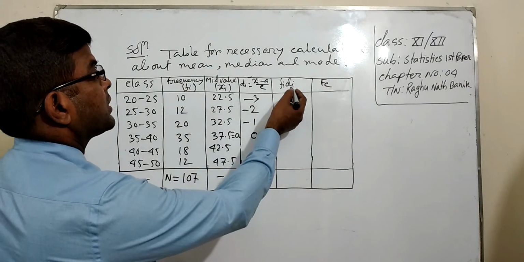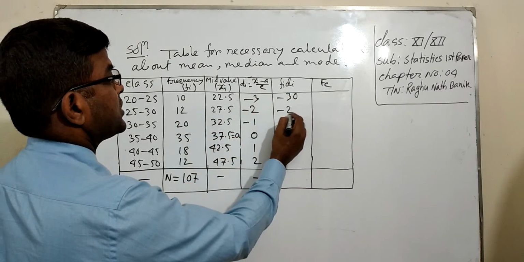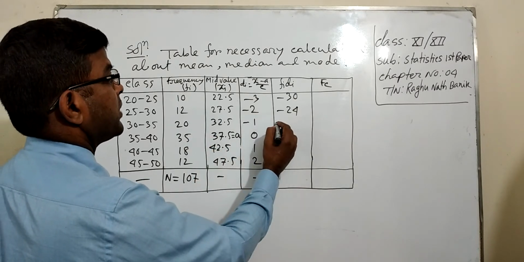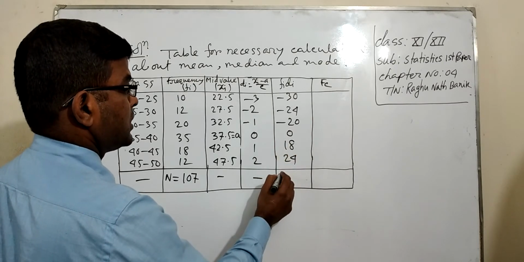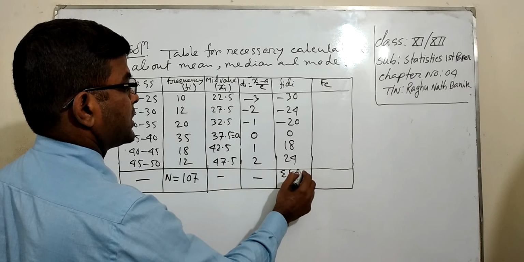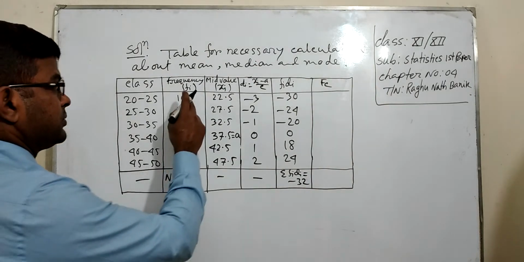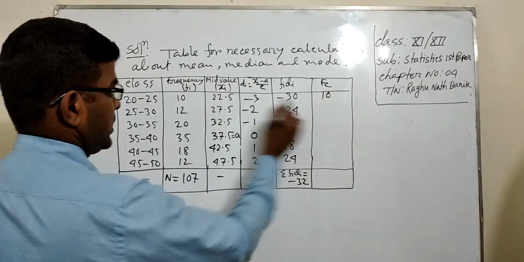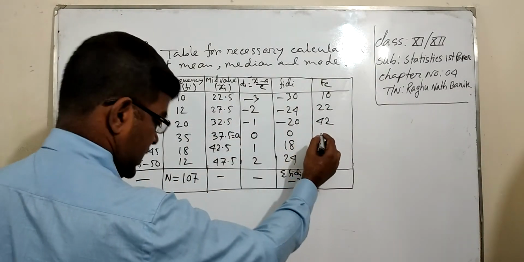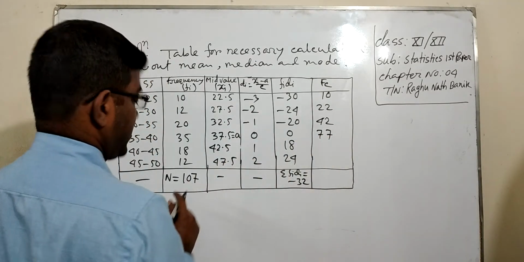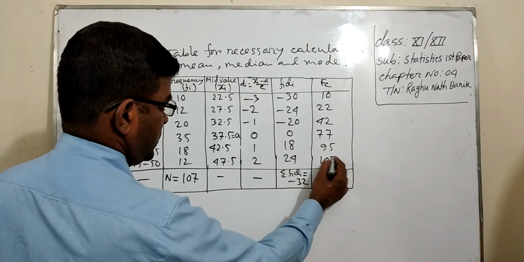Now we multiply the values Fi and di: -30, 12 into -2 is -24, 20 into -1 is -20, 0, 18, and 24. The sum total of Fi di is equal to -32. And at last the cumulative frequency: 10, 10 plus 12 is 22, 22 plus 20 is 42, 42 plus 35 is 77, 77 plus 18 is 95, 95 plus 12 is 107.